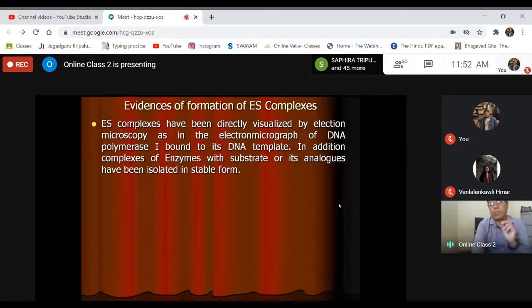So many enzymes with the substrate bound together, or the substrate covalently attached to the enzyme molecule, have been visualized or identified. These are the evidences which suggest that there is formation of a complex of the enzyme and a substrate, called the enzyme-substrate complex, and this is a required step for enzyme-catalyzed reactions.